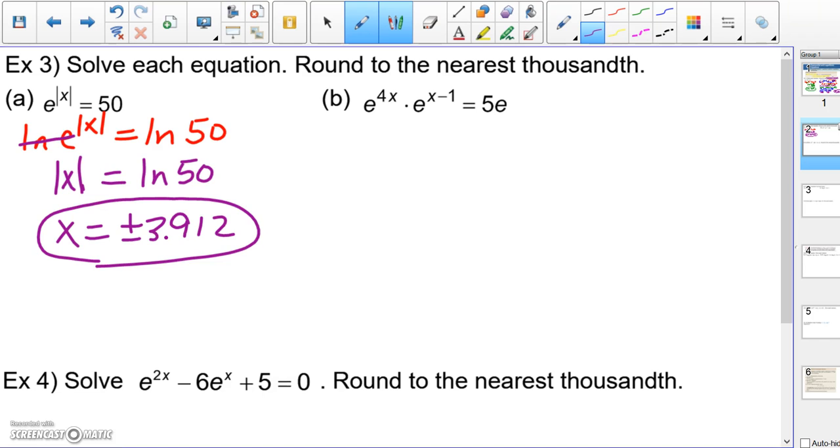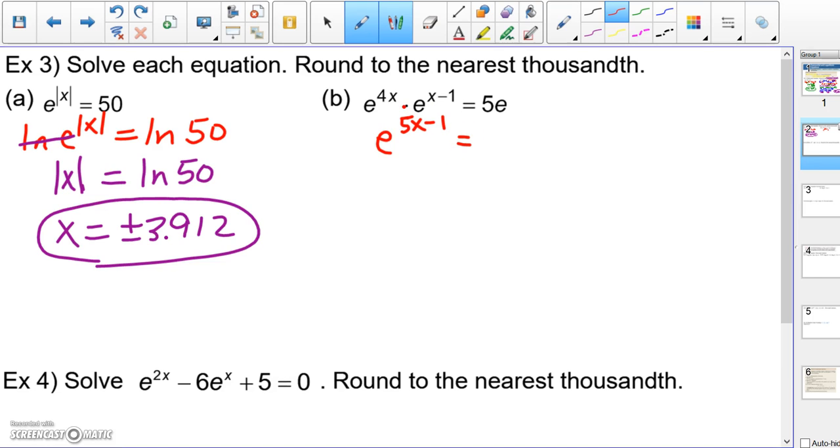Next problem looks kind of complicated because we've got several different powers of e, so we're going to need to combine them using our properties. So remember, when you multiply powers, you add the exponents. 2 plus 4 is 6. So that's the property we're going to use here when we multiply powers of e. You're going to add those exponents, so 4x plus x minus 1 is going to be 5x minus 1. We just added the exponents, so we combined like terms.